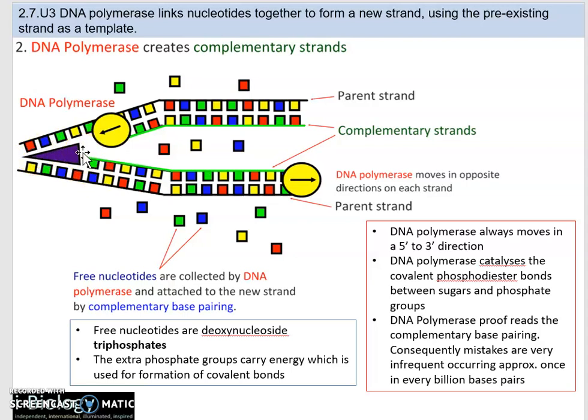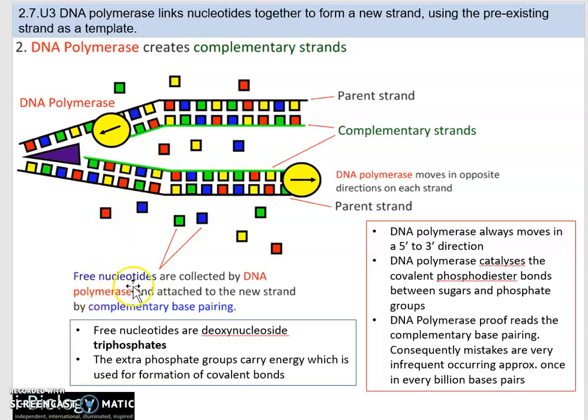So what we're going to find is that we have continuous replication on this side and discontinuous replication on this side. So it's going to do that little bit, then it's going to need to wait for DNA helicase to unzip it a bit more, and then it'll copy that little part there. And when we look at the higher level stuff, this becomes much, much more important.